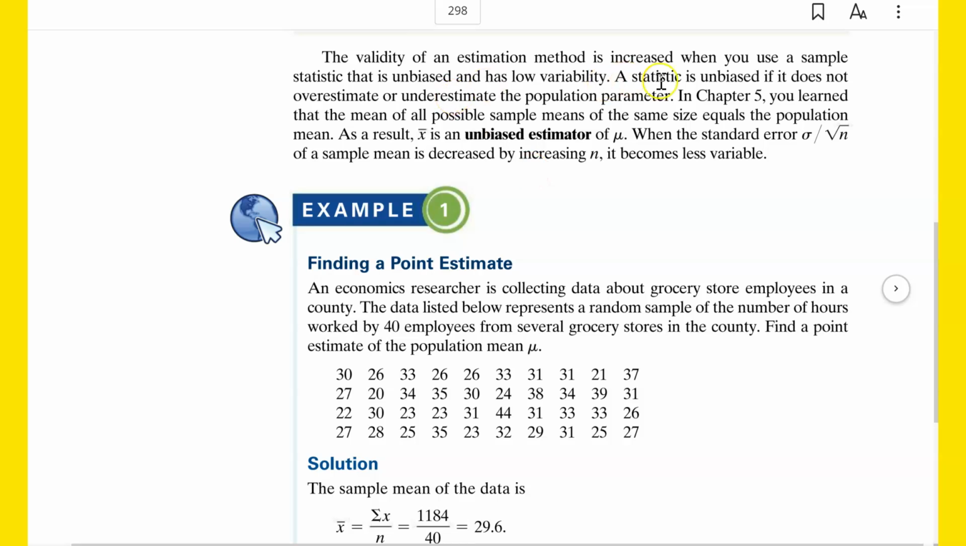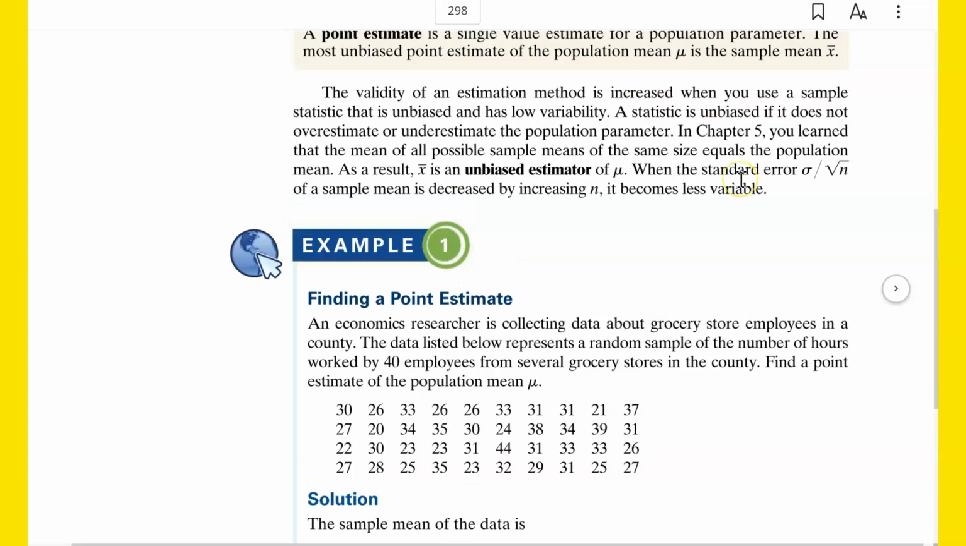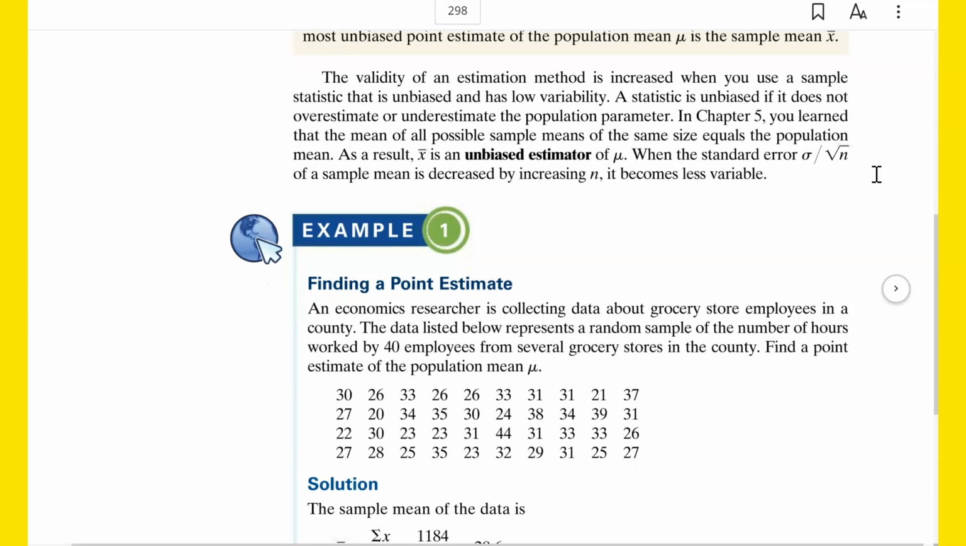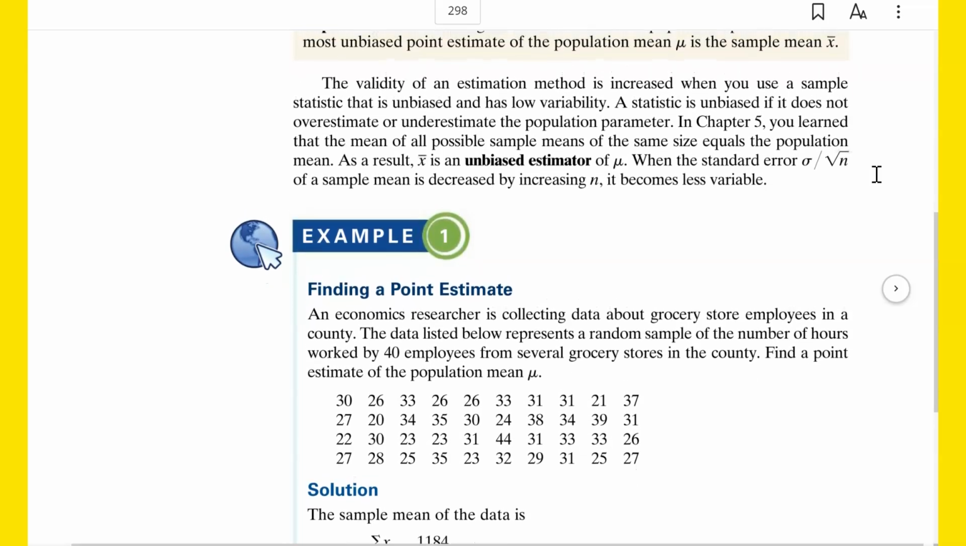The validity of an estimation method is increased when you use a sample statistic that is unbiased and has low variability. So in other words, it's better to use a sample mean x bar than it would be just a guess. Like I might say, well, I would just guess that the population mean weight for all male college students would be 170 pounds. I don't know, something like that. But I would get a much more unbiased estimate for the mean of the population by taking some sort of a sample and taking the mean of that sample.